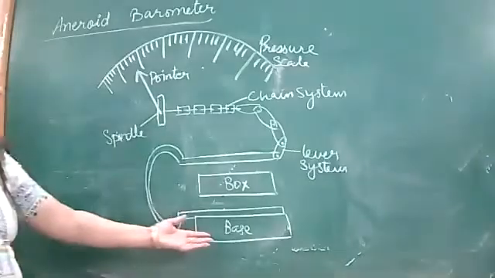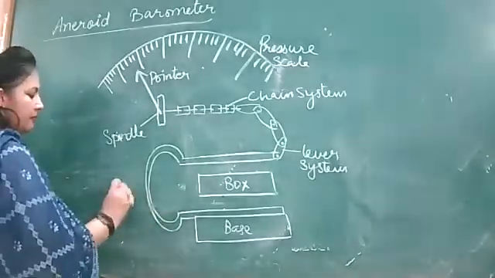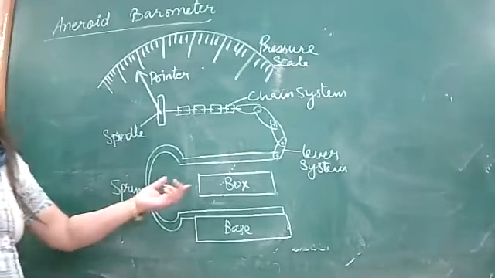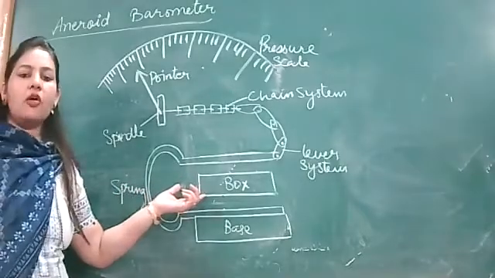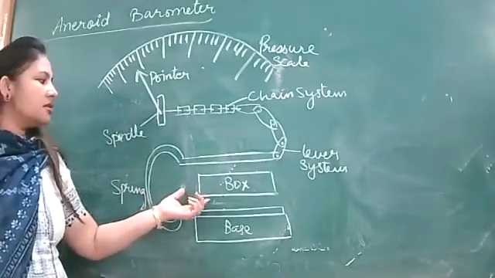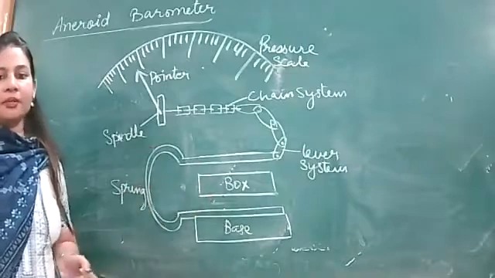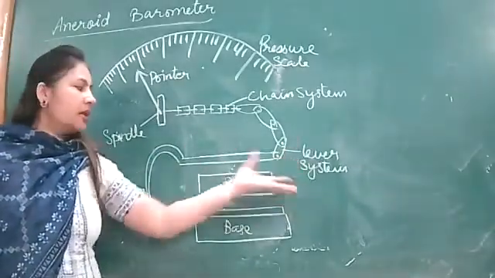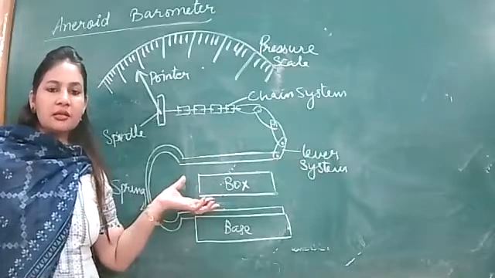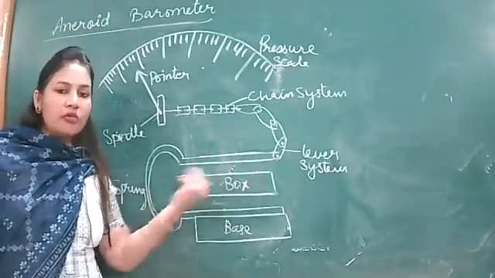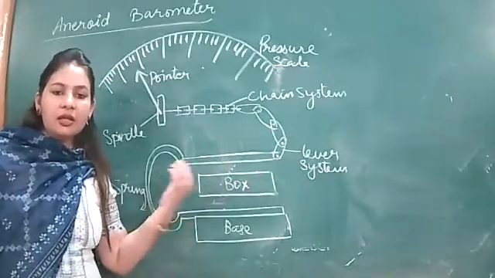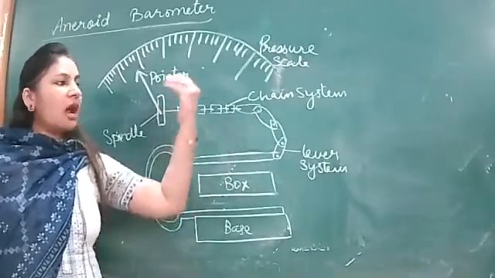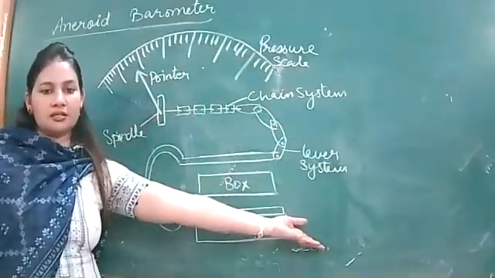So there is a fixed base. This is a spring. And there is a box inside which is metallic, hollow, evacuated and sealed. Now what will happen? Suppose the outside pressure increases. That means inside pressure is less. So this box will move inside. It will cave in. So when the box is caving in, moving in, that means outside pressure has increased.